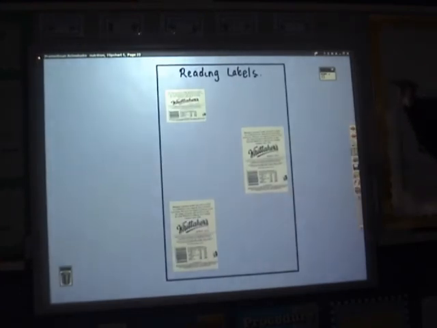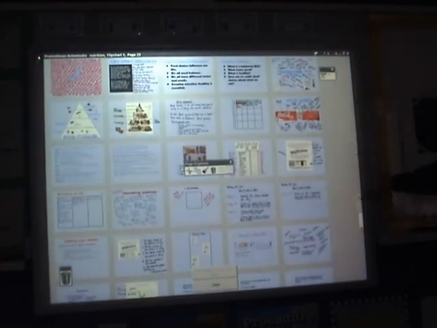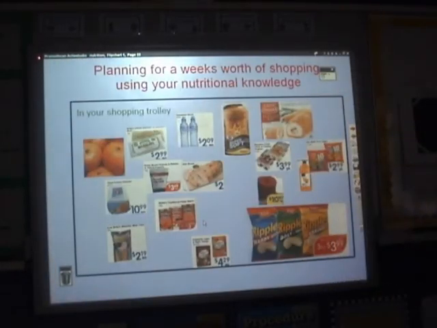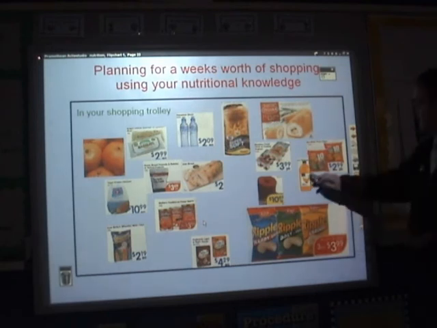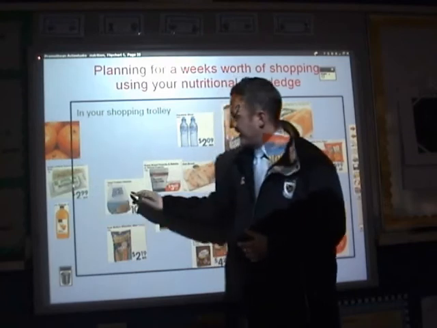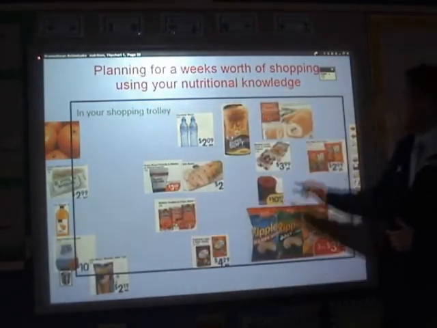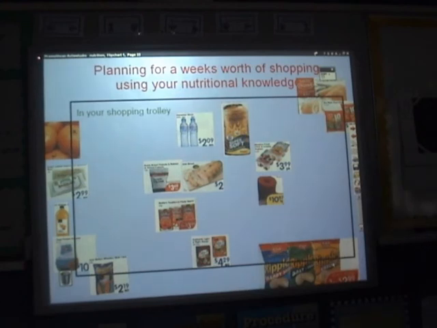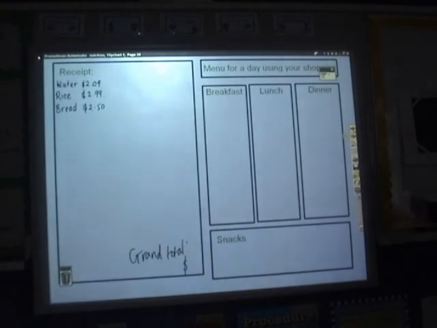We can also go to other screens, and we can go down to looking at different information and deciding on what it is that they would use and what they would buy from a supermarket and put into their shopping for a balanced meal during a day. So there's lots of information that they can play with and they can look at and they can manipulate using the board.